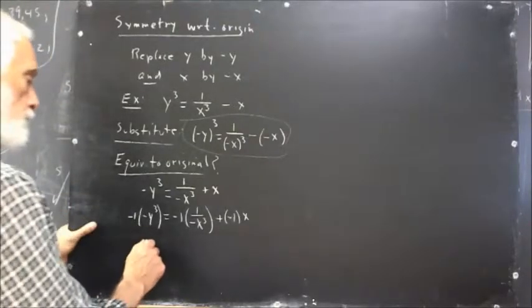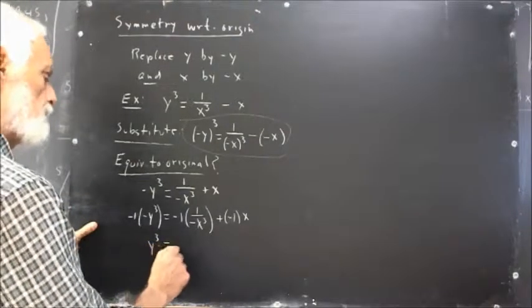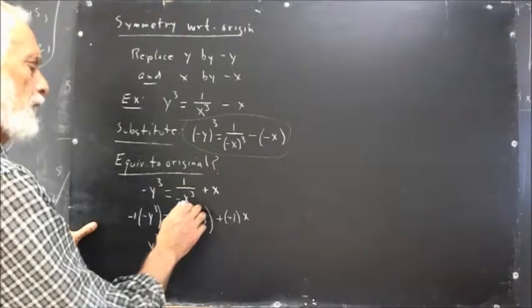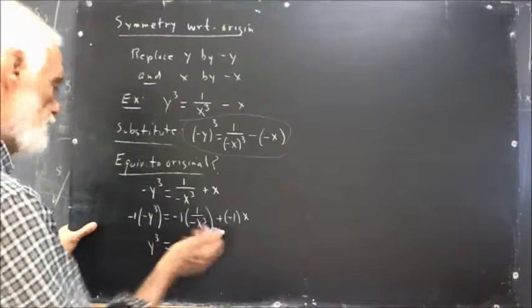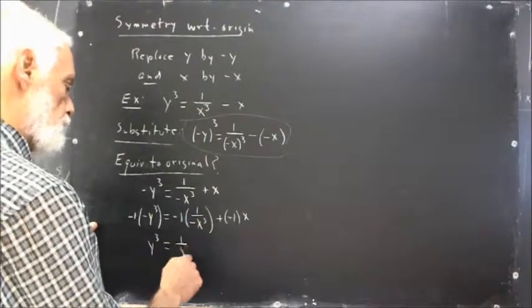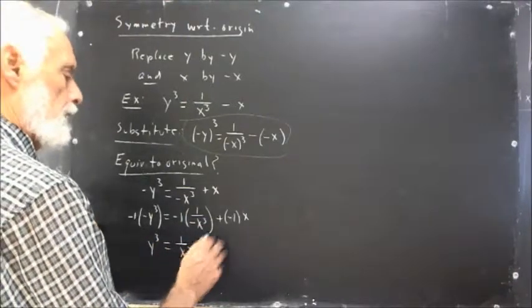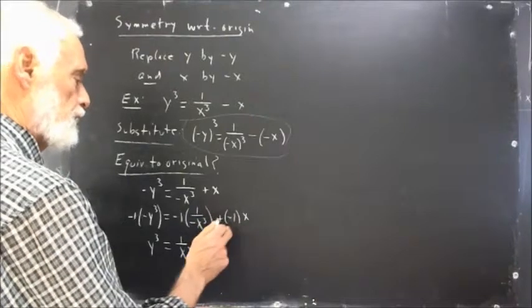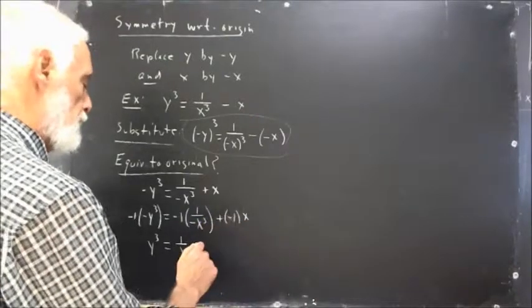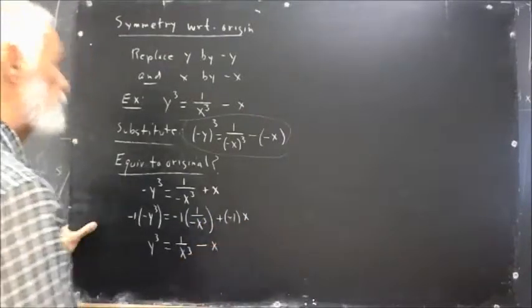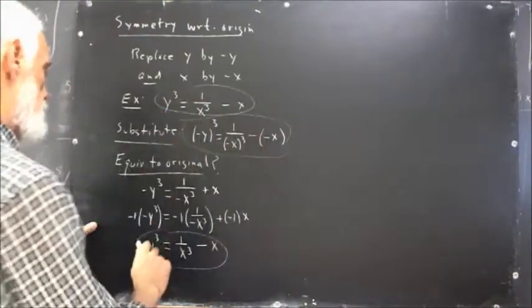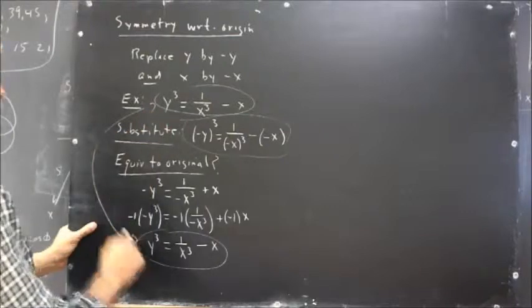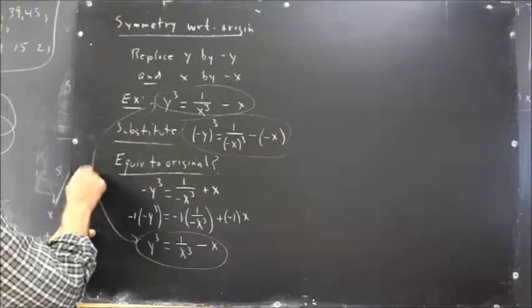Minus 1 times negative y cubed is y cubed. Minus 1 times 1 is negative 1. Negative 1 over negative x cubed, that's a negative over negative, that's going to give us 1 over x cubed. And plus a negative 1 times x cubed, that's going to be plus a negative x. Well, that's the same as minus x. And if we look at this and this, we find that they are the same.